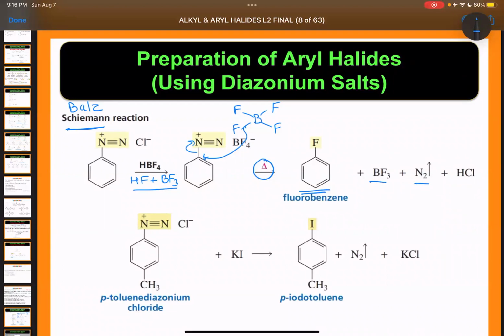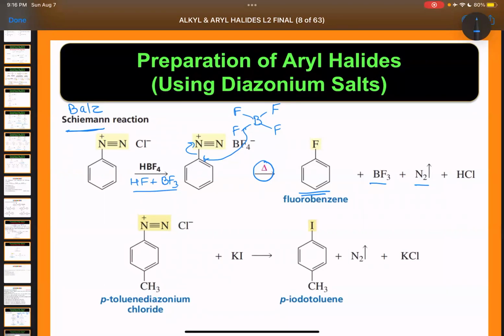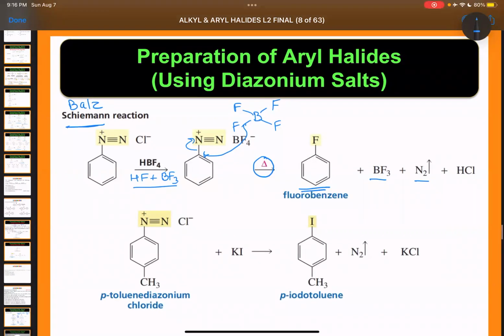And if you want to prepare fluorobenzene, it can't be prepared directly from benzene. So this is a very, very important process, because this is the only way to prepare fluorobenzene, or the reliable way. There are other ways also, but they are not in your syllabus. Whatever is there in the syllabus, this is the only way to prepare fluorobenzene. It can't be prepared directly, because it is highly exothermic.